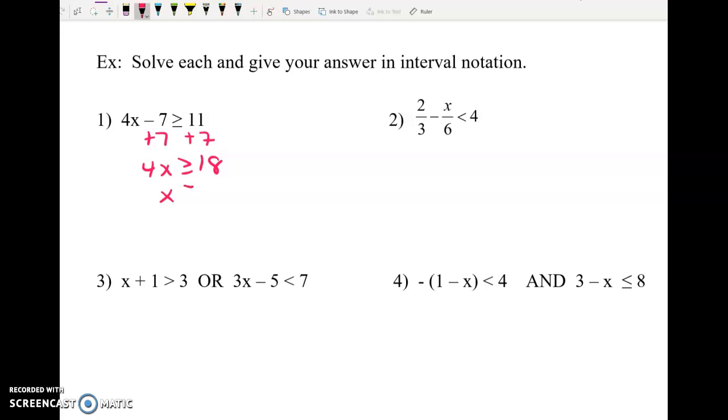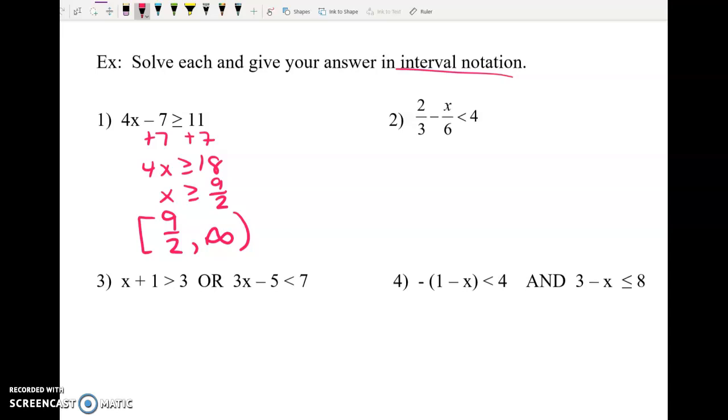Divide both sides by 4, so x is greater than or equal to 9/2. That came from 18 over 2. The question says interval notation, so x is greater than or equal to 9/2. So it will be bracket 9/2 to infinity. If you said 4.5 to infinity, you're also correct.